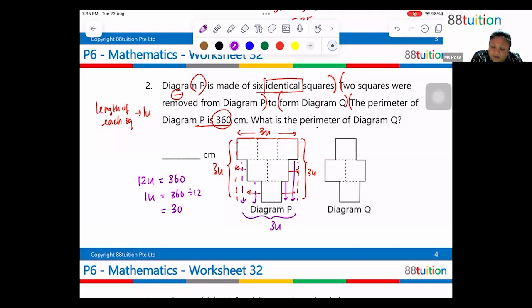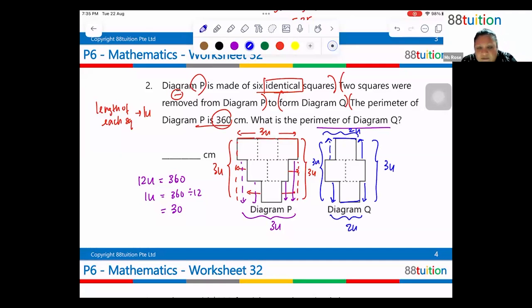Now, you want to find perimeter of diagram Q, right? So Q will be 1, 2. So if you push that out, you have 3, 3, 2, and 2. So what do I have? 10 units. So 10 unit is the perimeter of diagram Q. So that's 10 times 30 to give me 300 cm. Okay, got that? Okay, so that's question number 2.